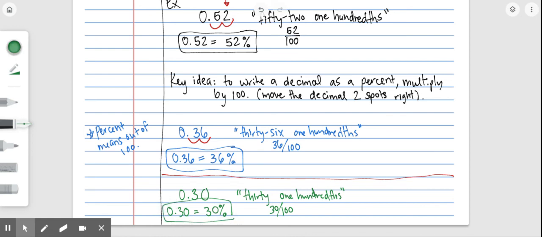Just like before, what we're doing is moving the decimal place. So what we've done is we've made that number become a whole number. This is exactly the opposite of how you write a percent as a decimal. Now we're writing a decimal as a percent.